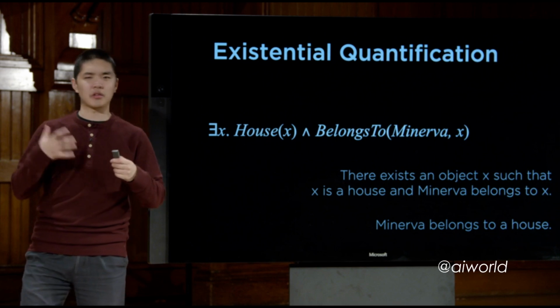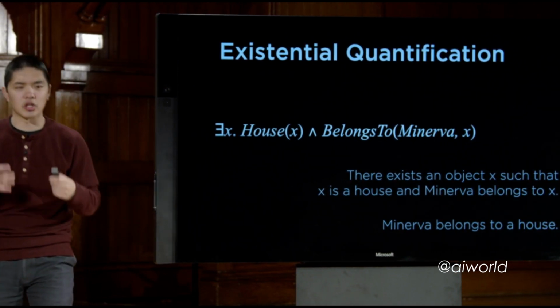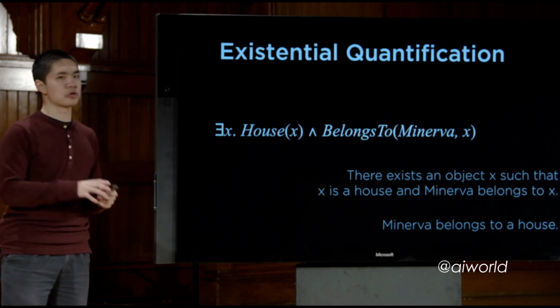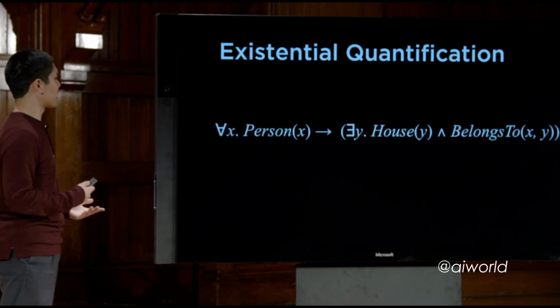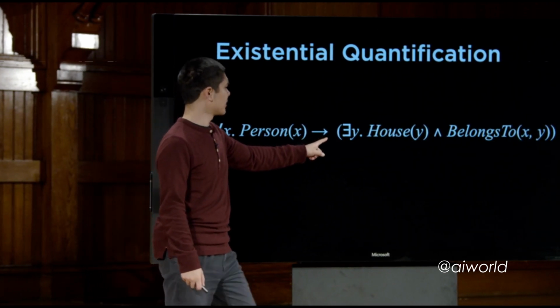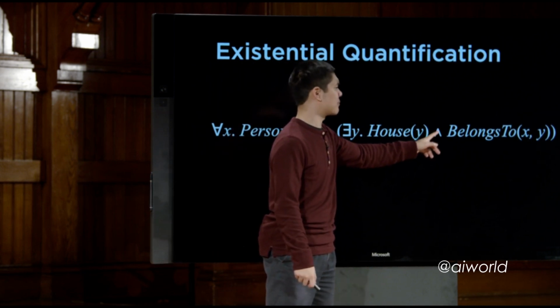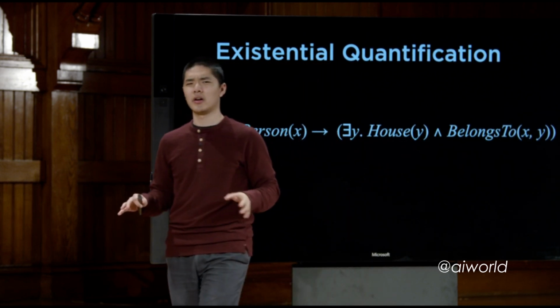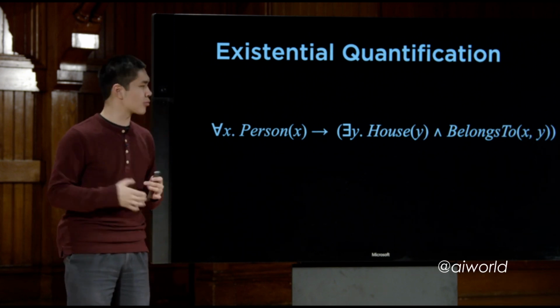And combining this universal and existential quantification, we can create far more sophisticated logical statements than we were able to just using propositional logic. I could combine these to say something like this: for all x, person x implies there exists a y such that house y and belongs to x y. All right, so a lot of stuff going on there, a lot of symbols. Let's try and parse it out and just understand what it's saying.